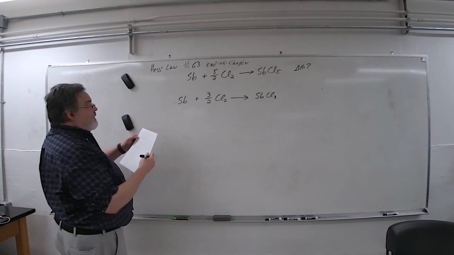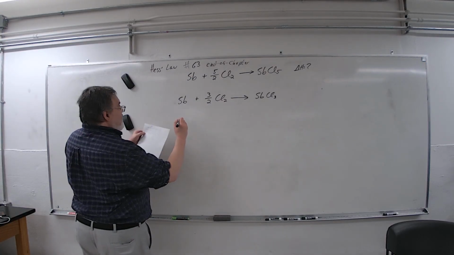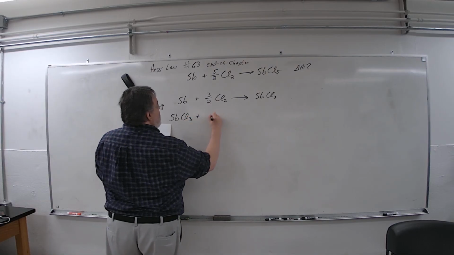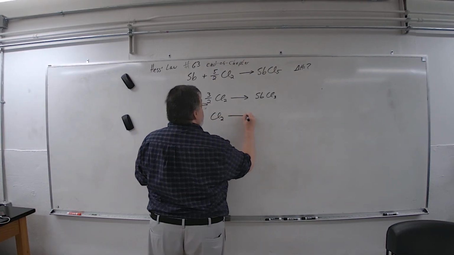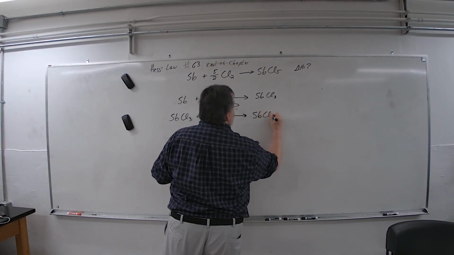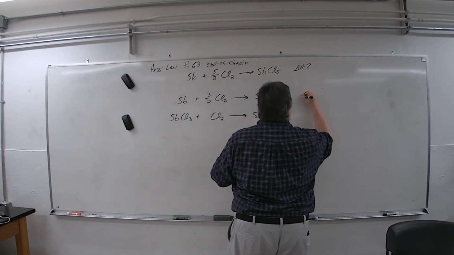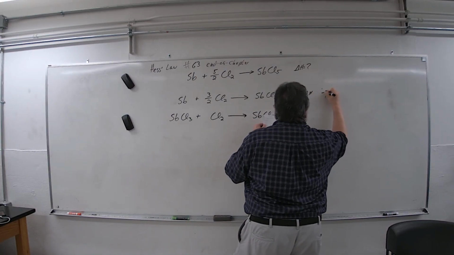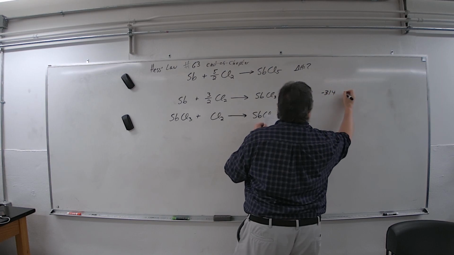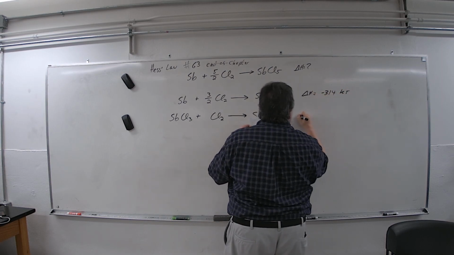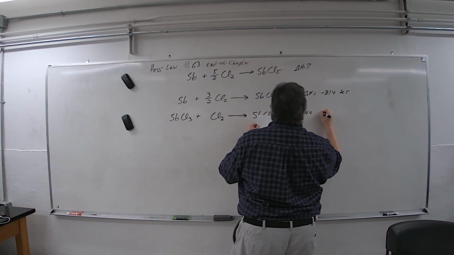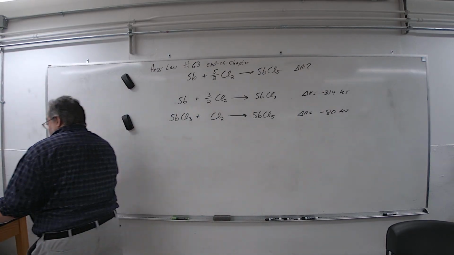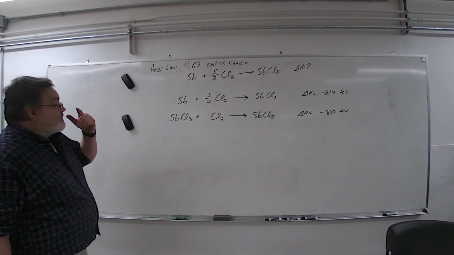Sb Cl3, and you're also given SbCl3 plus Cl2 gives SbCl5, and of course you're also given the delta H's. We want 4 kilojoules. And this one is delta H, 80 kilojoules. So what do we want to do here?